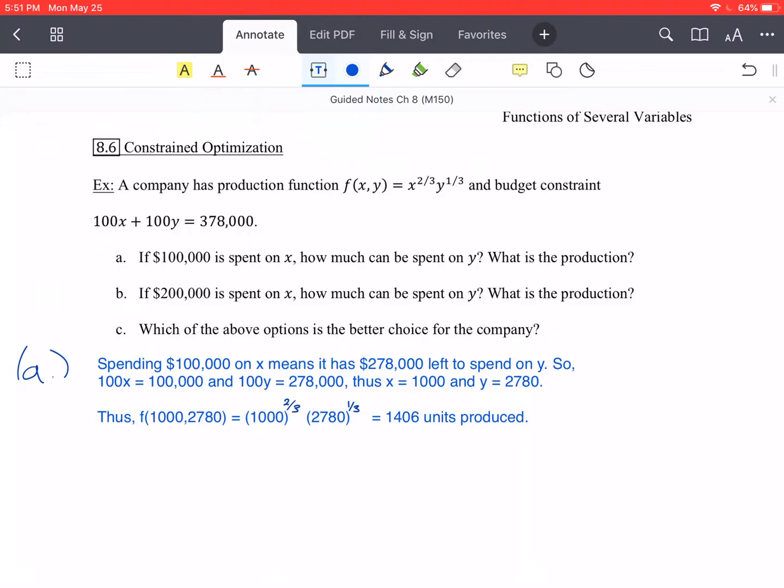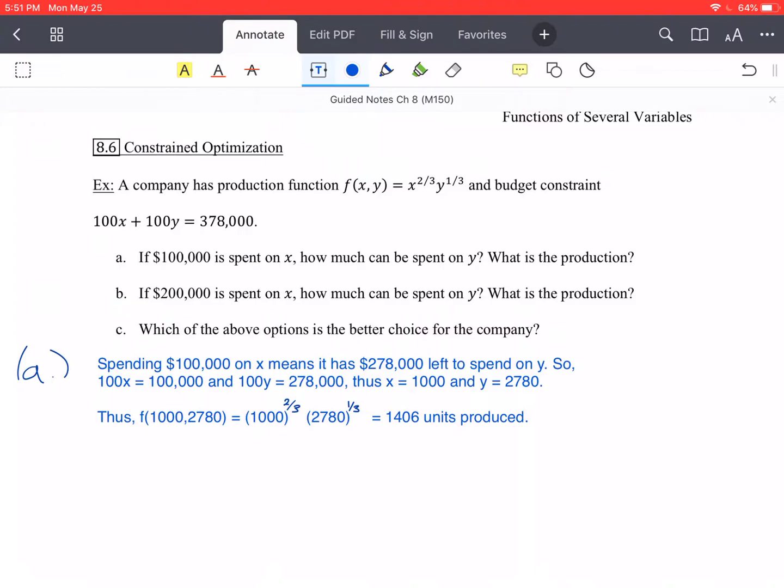Okay, so just imagine like if I was running a lemonade stand, right? And I'm going to need lemons and I'm going to need sugar, right? So what this is saying is, in this ludicrous example where I have a budget of $378,000 for my lemonade stand, so let's say $378 for my lemonade stand, right? If I spend $100 on lemons and $278 on sugar, how much lemonade can I produce? And that, in this case, would be 1,406 glasses of lemonade in this hypothetical situation.